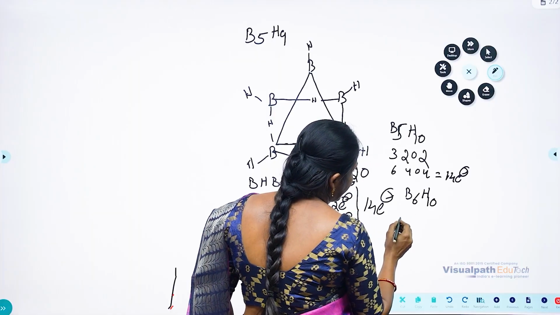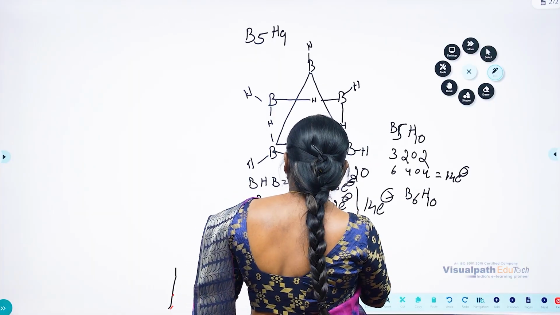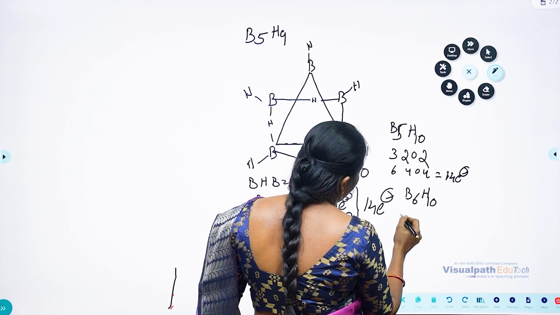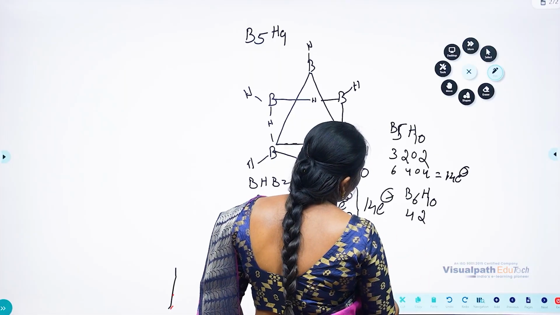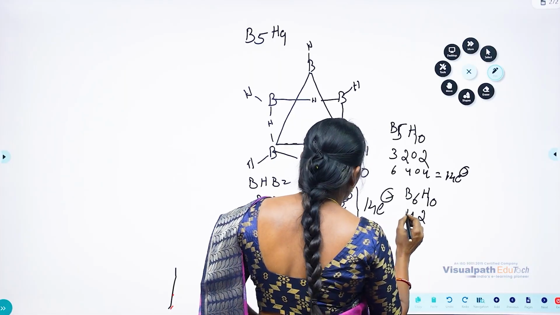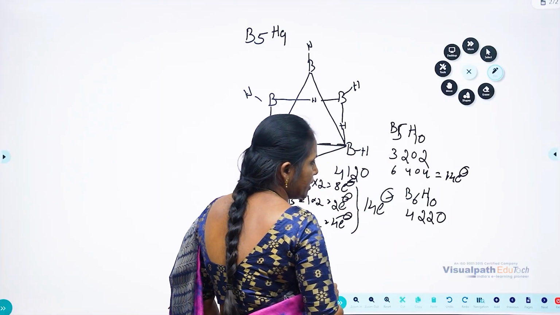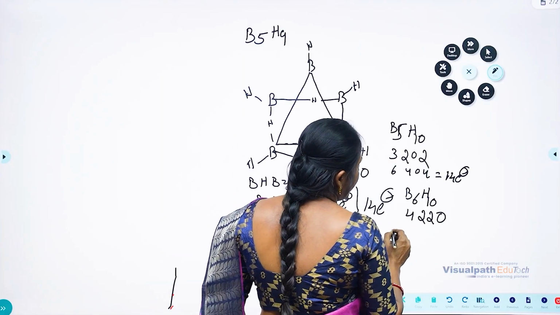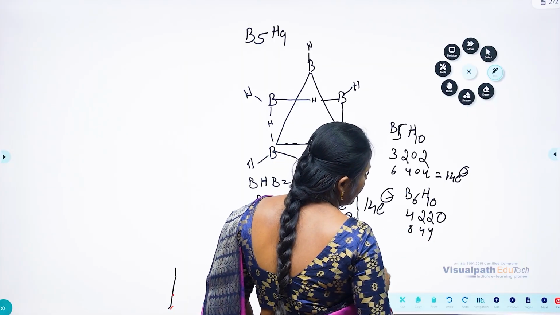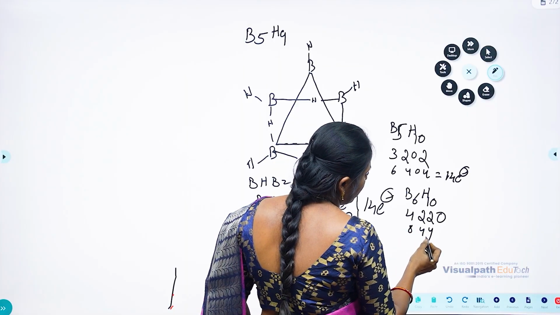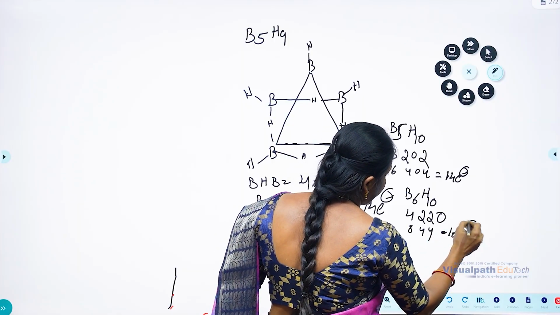In this B6H10, how many BHB bonds are possible here? 4, and BB bonds are 2 possible. And next, the other BB bonds are also 2 possible, and BH2 groups are absent in this molecule. So how many electrons are there? 8, 4, 4. Means 8 plus 4 plus 4, here it is 16 electrons.